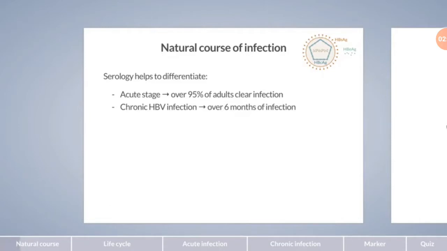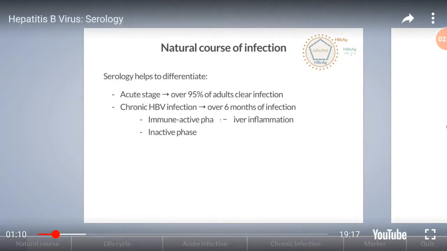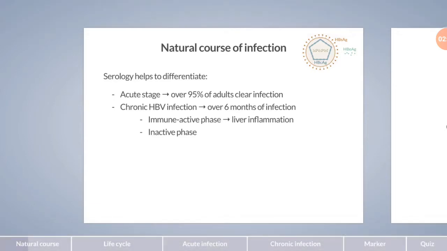Often, the first phase of chronic infection is the immune active phase. In this phase, the patient has a high viral load and there is moderate to severe inflammation in the liver. In a later phase of the infection, the host may develop a partial immune response to the virus, leading to low replication and remission of liver disease. However, the infection is not fully resolved but remains quiescent for a varying period. This phase is termed as the inactive phase, and patients are referred to as inactive carriers.